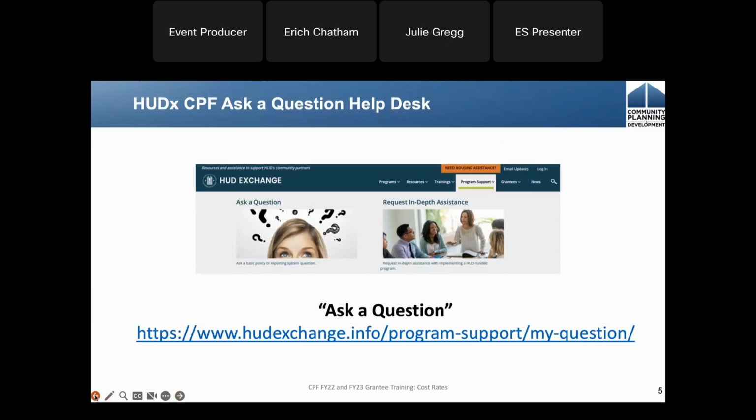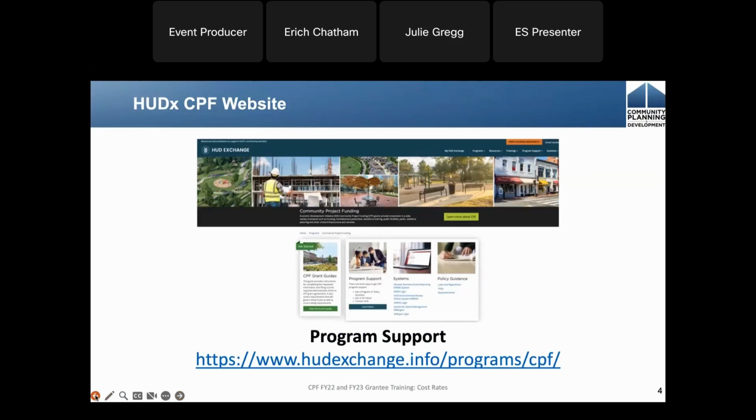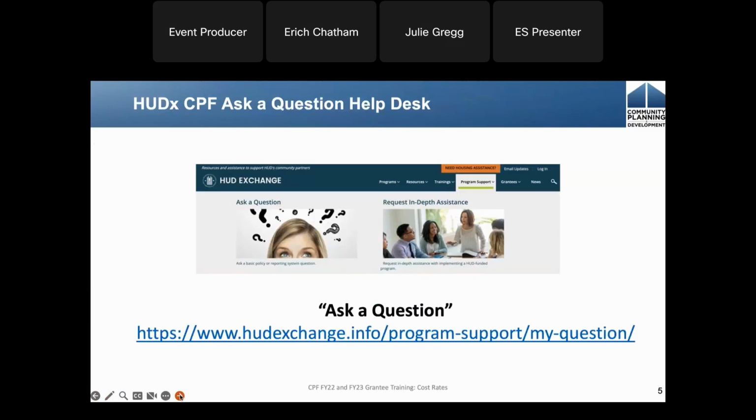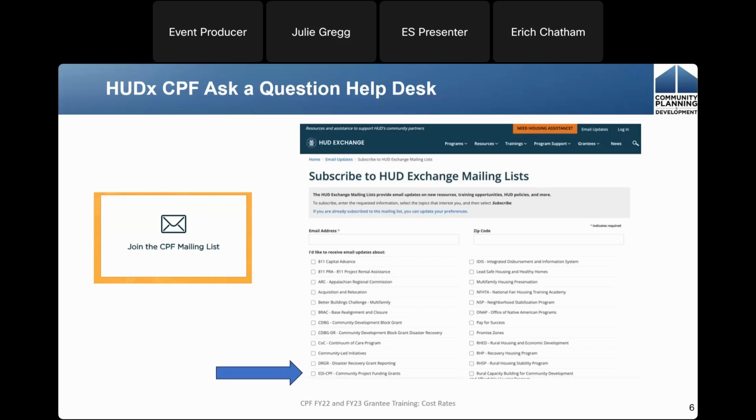Where we left off here, I was just pointing out the additional resources available for you on the HUD Exchange. And here is a link to the HUD Exchange Ask a Question. You can see that in the top menu bar through the program support and drop down to the Ask a Question. Or if you need more detailed assistance, you can see that and request in-depth assistance on the right of that screenshot.